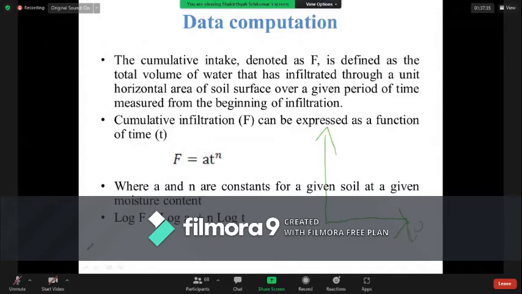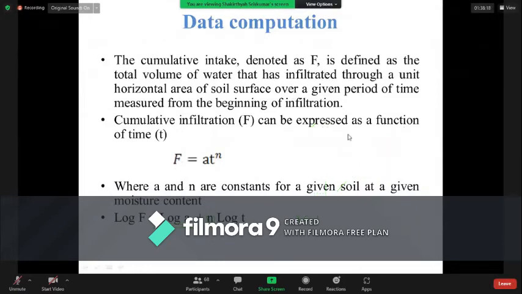Here this is your log t and this is log f. T is time, lapse time, and f is cumulative infiltration. Take the log values and graph them. This point, the interception on the y-axis, will give log A, and you can get the slope and get the n value. So by using this graph, you can develop an equation.